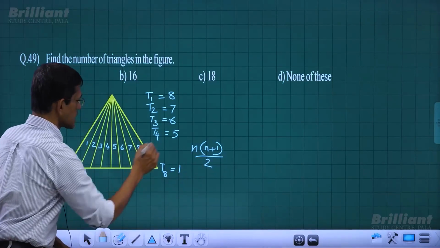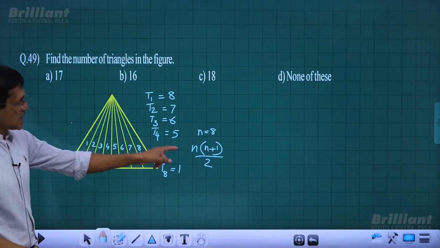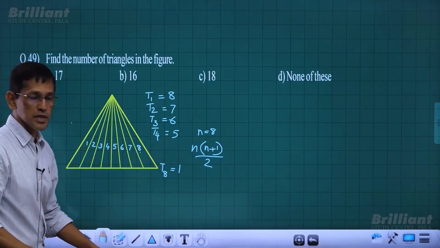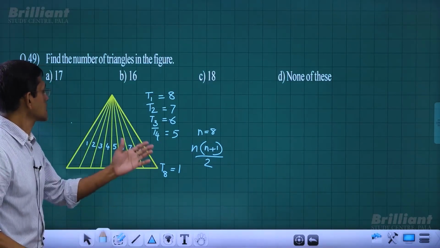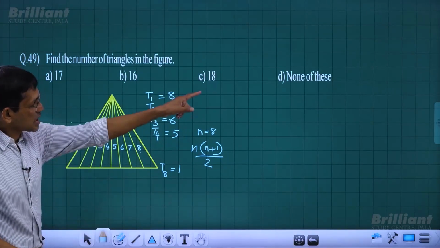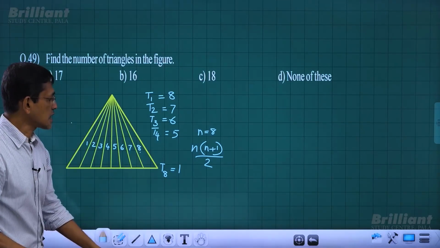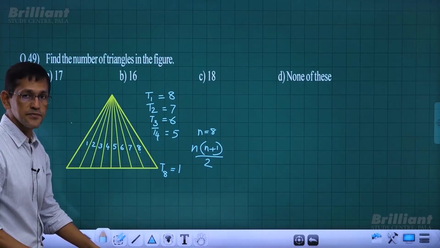n is equal to what? 8. So that is 8 into 9 by 2. That is 36. So the answer is what? 36 triangles are here. 36 triangles. So the answer is what? None of this. So that is what we have for the day.